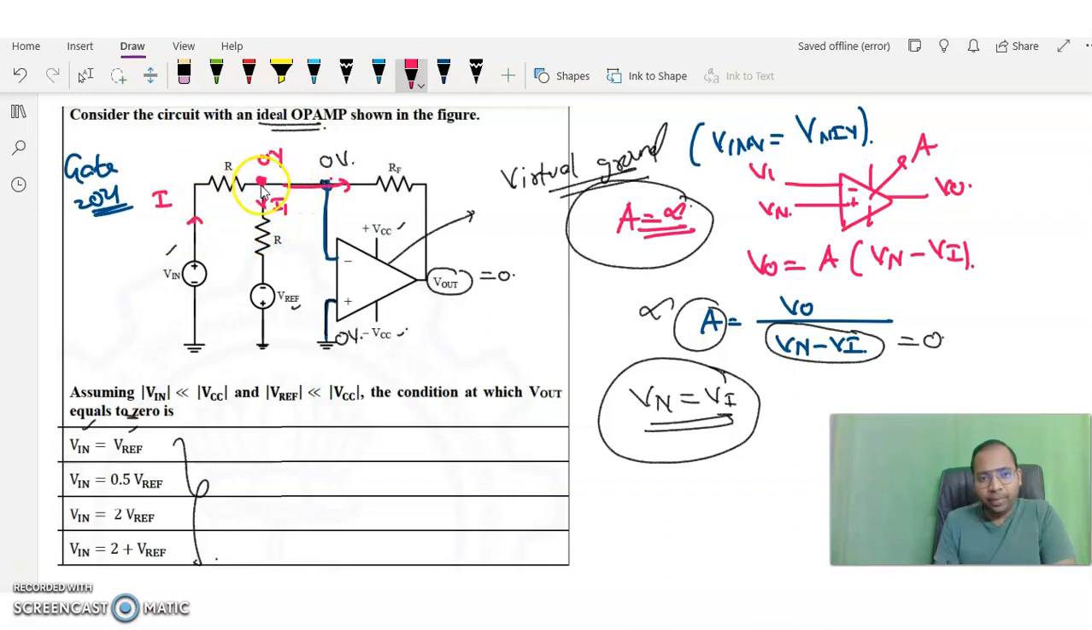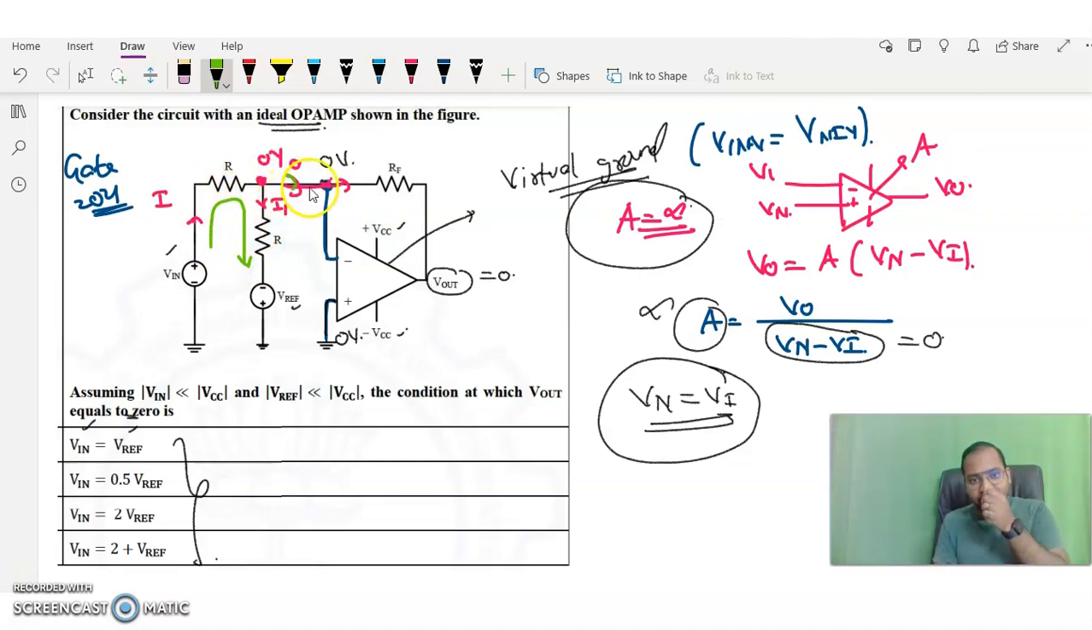Why? Because here also 0 and here also 0, which means there is no potential difference. If there is no potential difference, you can't take any current here, so there is 0 current. If it is 0 current, then whatever the I is flowing here, the same I is equal to I1. Got it? I is equal to I1.